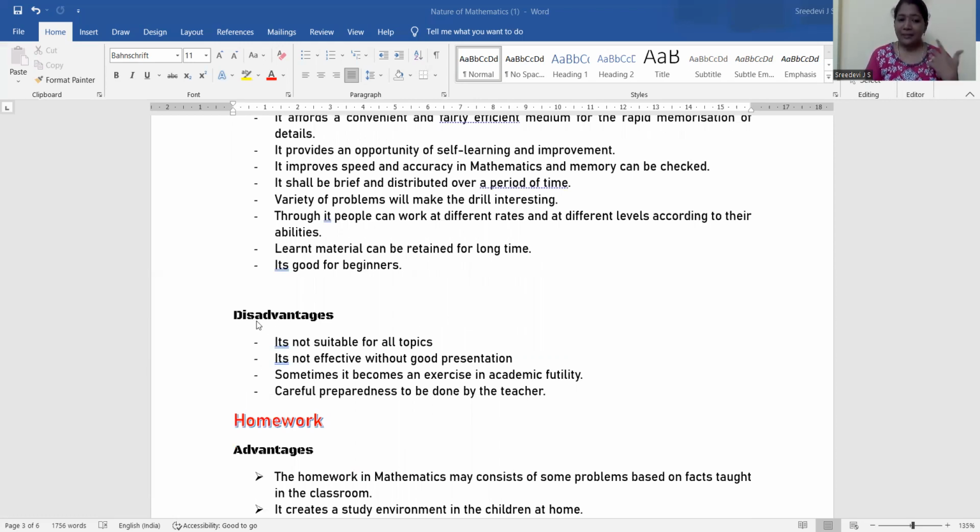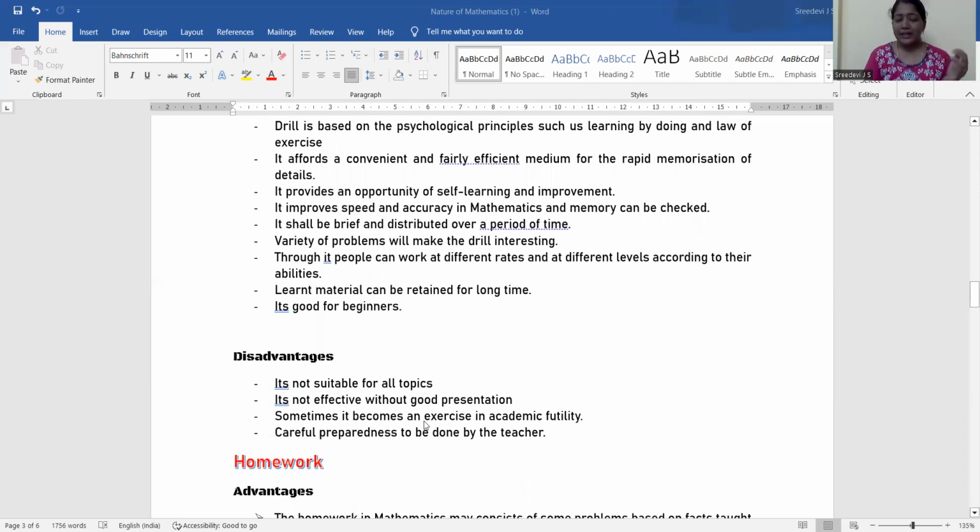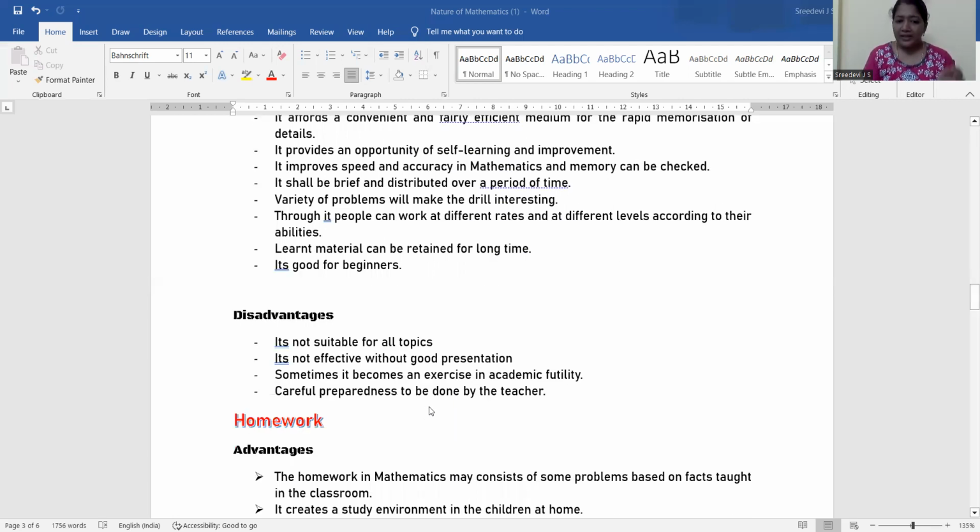Then it has some disadvantages also. So what are they? It's not suitable for all topics and it's not effective without good presentation. Sometimes it becomes an exercise in academic futility. That means if we over-exploit academic work, it can happen. So please, within a certain period of time, only a certain amount of work should be distributed. Then careful preparedness should be done by the teacher. Teacher preparedness should be very well configured.